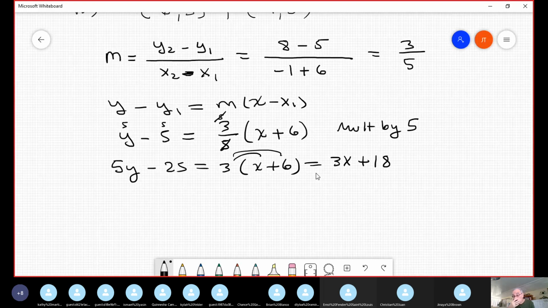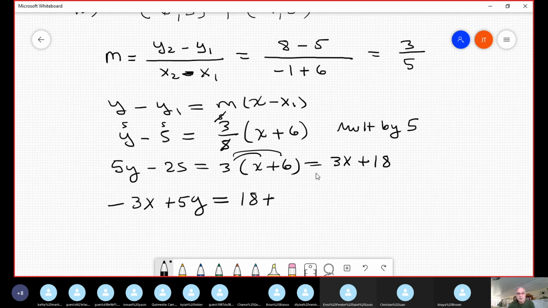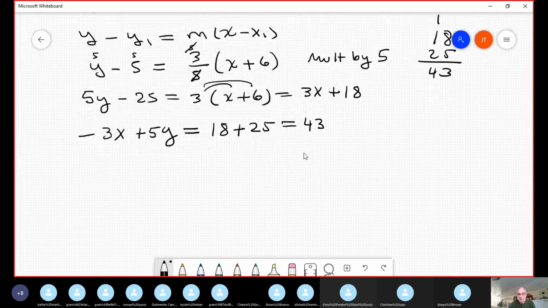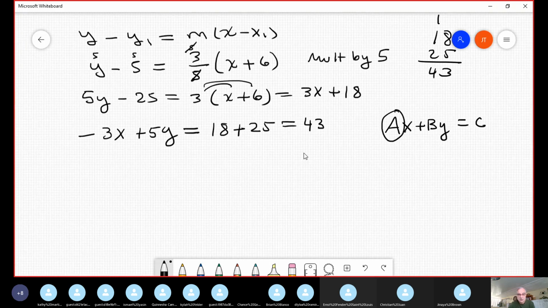They want you to express the equation in standard form. So I move the variables to the left. So minus 3x plus 5y is equal to 18 plus 25, which is 43. But in standard form, remember, let me copy it: standard is ax plus by equals c. And a is never allowed to be negative, because negative 3 is not legal, it's illegal.